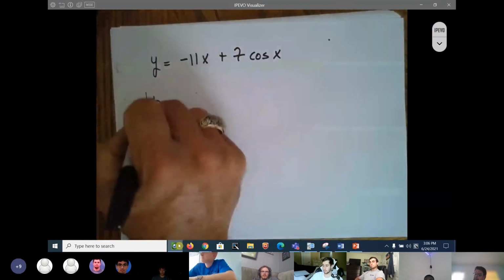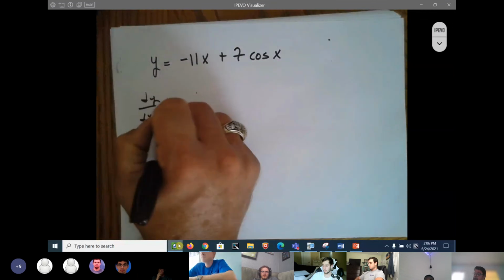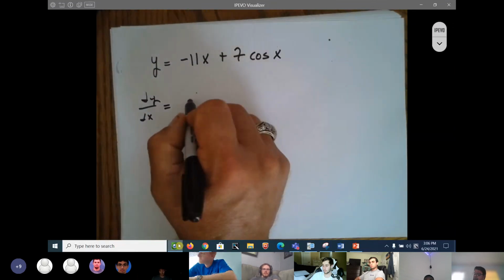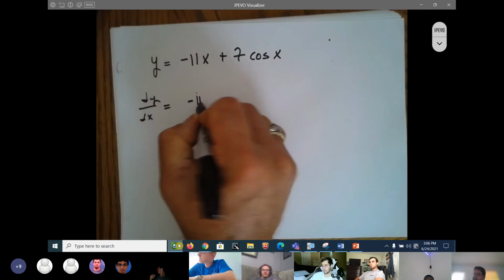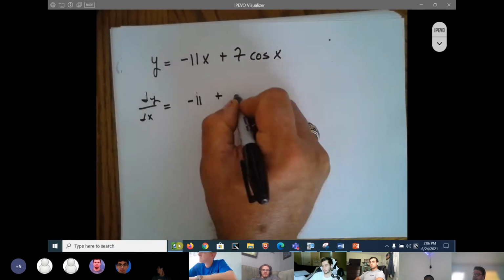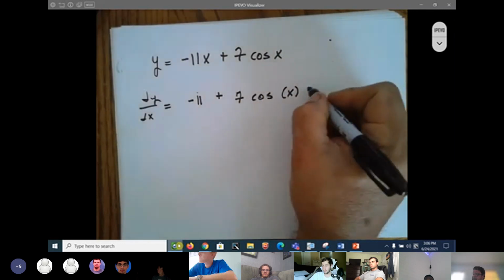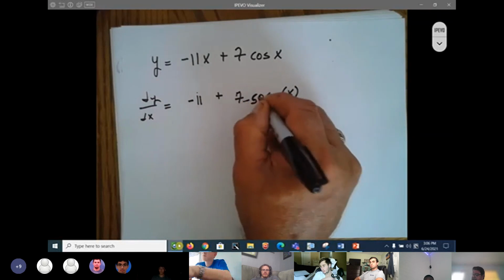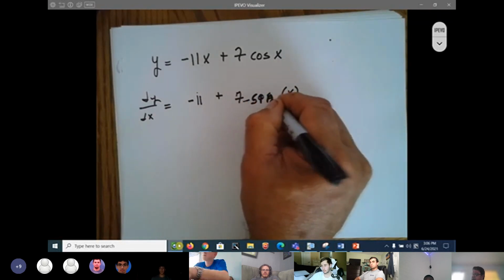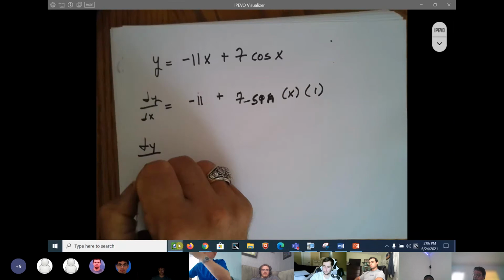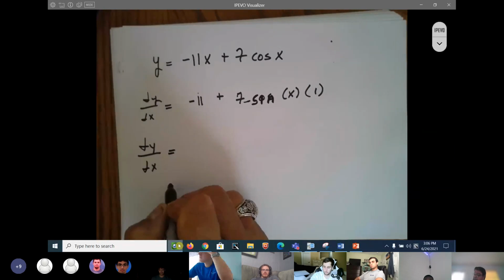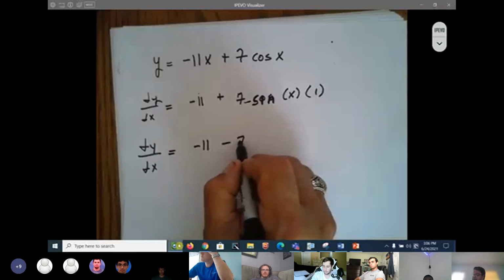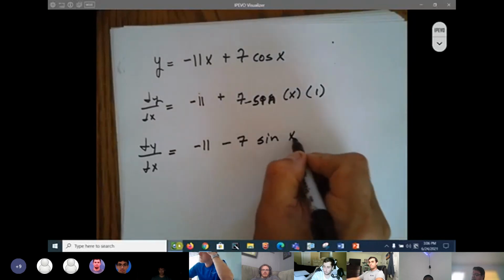dy/dx is equal to negative 11 plus 7 cosine of x. Oh, shoot. The derivative of cosine is negative sine, sorry, of x times 1. So dy/dx is equal to negative 11 minus 7 sine of x.